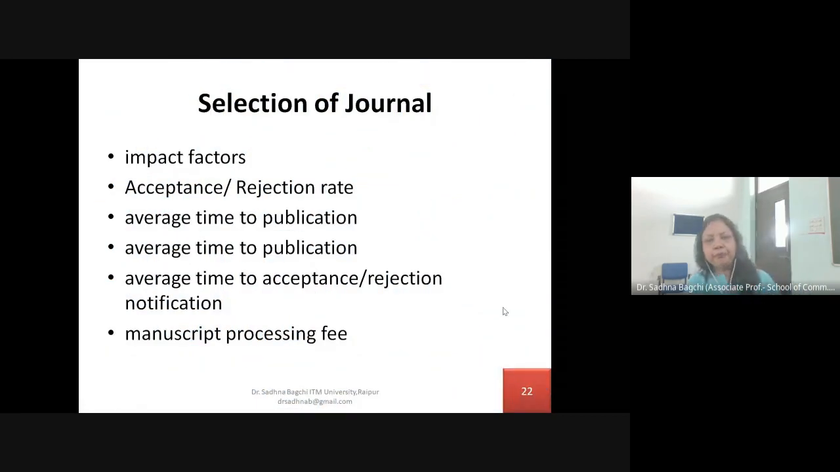Okay, now selection of article journals. Selection of journals depends upon the intensity of your writing. If you are a regular writer, writing papers on a regular basis, then your selection criteria will be different. Or if you are very new to academic research, like scholars, then your selection criteria will be different, because your approach will be very different.